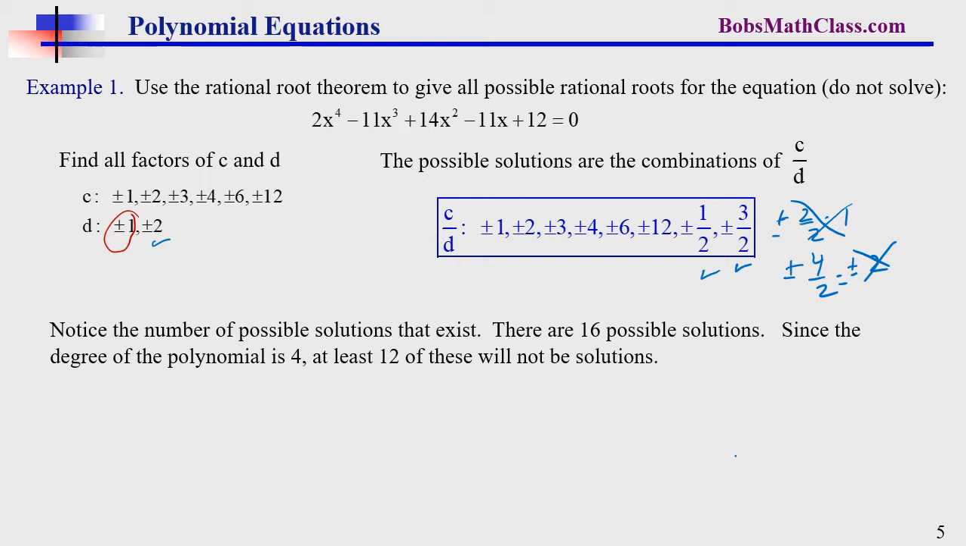Well, look at the degree of the polynomial. The original polynomial is 4. So since the degree of the polynomial is 4, only 4 out of that 16 is going to work. So that means 12 of those numbers are not going to work, at least 12. Remember that one of those 4 could appear twice.